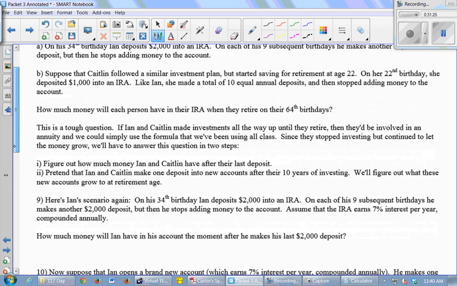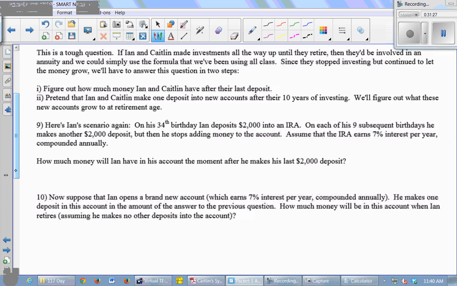All right, so this is a tough question. If we made investments all the way up until we retire, then we could just do an annuity, right? We could just use the annuity formula that we've been using all class. But we stop investing, and then we continue to let that money grow. So we have to answer this question in 2 steps.